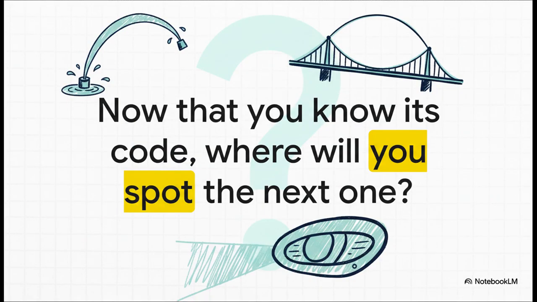So we did it. We went from a simple slice of a cone all the way to its algebraic code. We've cracked the parabola. So now the real question is, armed with this knowledge, where are you going to see it next? Will it be in the gentle arc of a water fountain, the powerful curve of a radio telescope, or maybe the simple path of a ball you toss in the air? Once you know the code, you start seeing it everywhere.